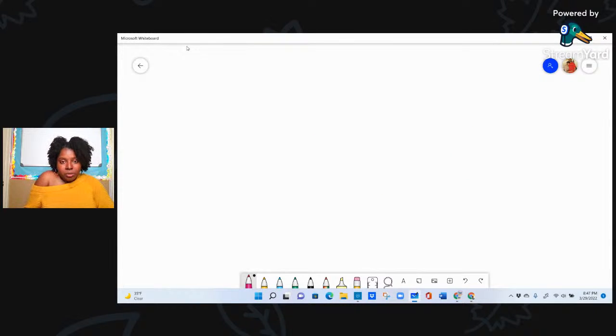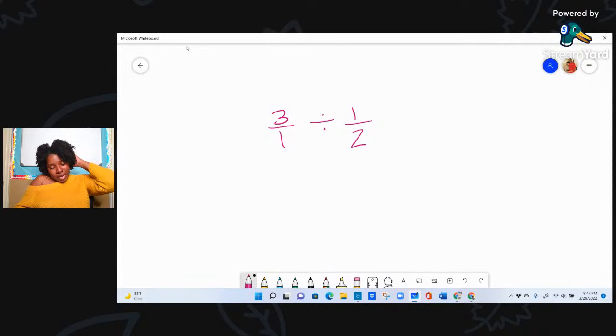Okay, so 3/1. So it's 3 divided by 1/2. Okay, 3 divided by 1/2. So when I'm dividing a fraction, it's the same as, we did this before, multiplying by the reciprocal of that number. And reciprocal means we just flip it.